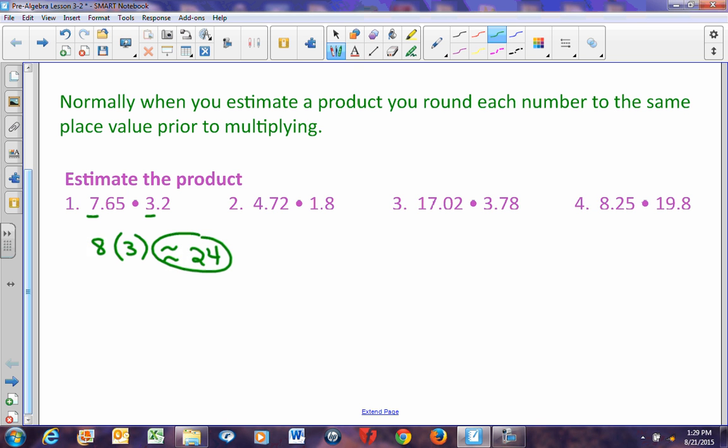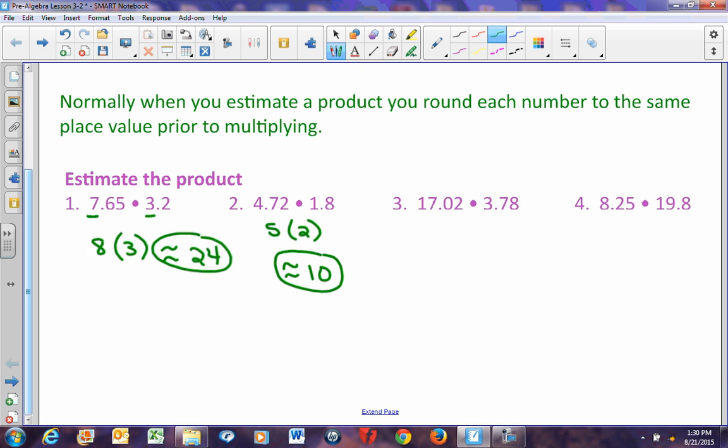We look at 4.72 and 1.8. 4.72 rounds to about 5, 1.8 rounds to about 2, so my answer here is about 10. And this is what I would expect to see in your homework. Tell me what you're rounding them to, so I can see. Don't just give me an answer of 10, because that doesn't tell me anything. I have no idea how you arrived at 10. I can take an educated guess, but I for sure do not know. But if you show your work, 5 times 2, I'll know how you arrived at that.